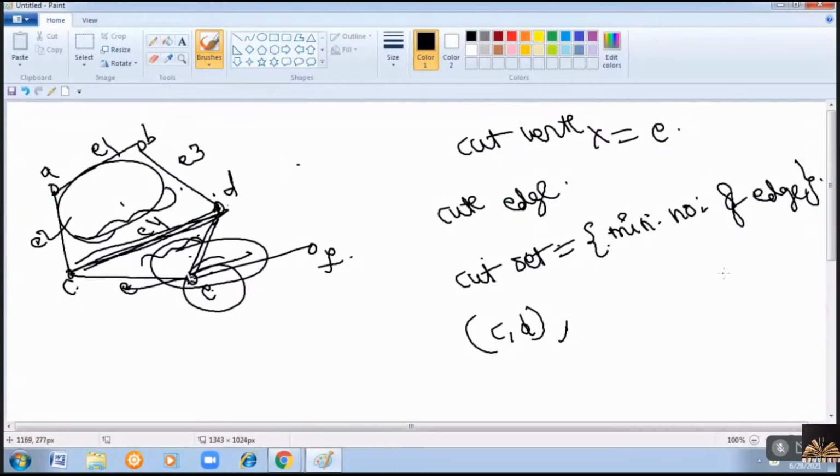That is the reason you have to remove one more edge, that is C comma E. So if you remove C comma E and C comma D, let me check whether you will get a disconnected graph or not. If you remove these two, what will happen? Can I get a disconnected graph? No, you don't get a disconnected graph. Why? Because you can reach from the first part to the second part through this D comma E edge.